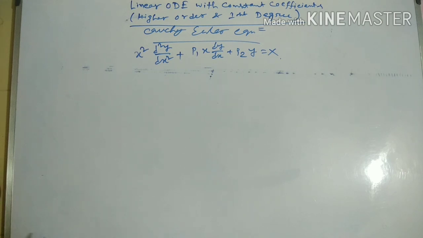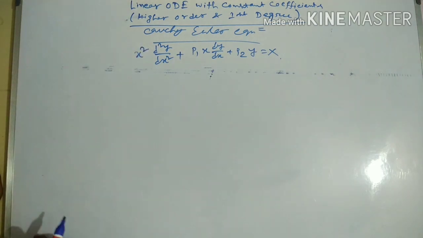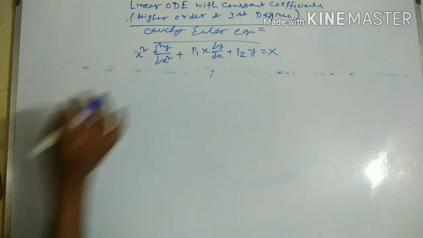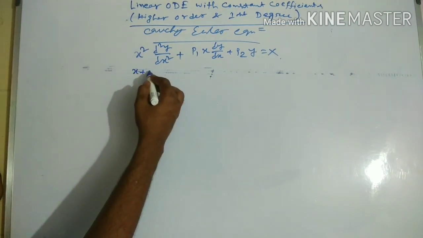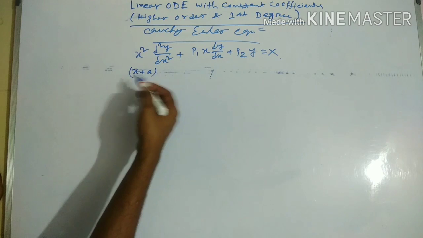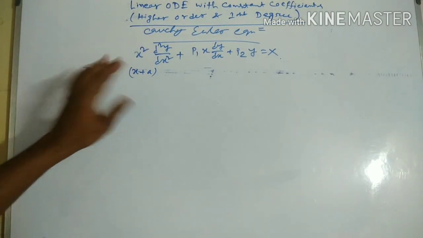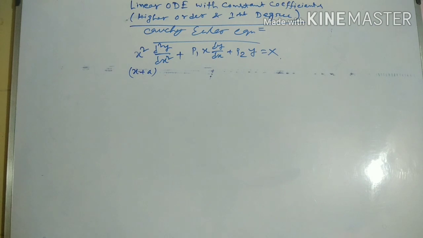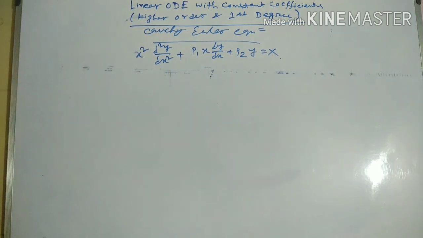Now here I must say that it is not mandatory that there will always be only x. There may be any linear function of x, it may be x plus a or x minus a. Any linear function of x may be here. The solution rule is the same, so I am dealing with x.